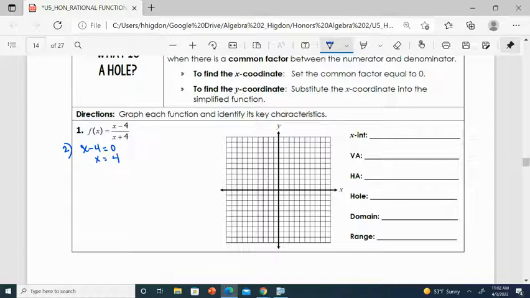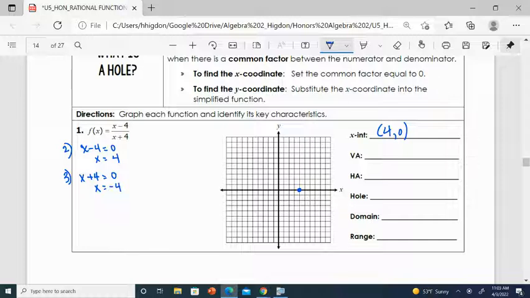Now your x-intercept is a point. It's an ordered pair. So at (4, 0), our function is going to hit the x-axis. So again, just a reminder, that is a solution. So x equals 4 would be a solution if we were solving this. Moving on to step number 3. Step number 3 says to find the vertical asymptote by setting the denominator equal to 0. So the denominator is x plus 4. Set that equal to 0. Subtract 4. x equals negative 4.